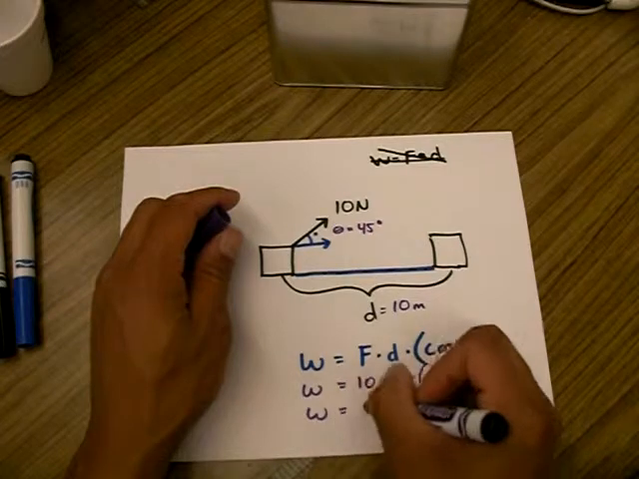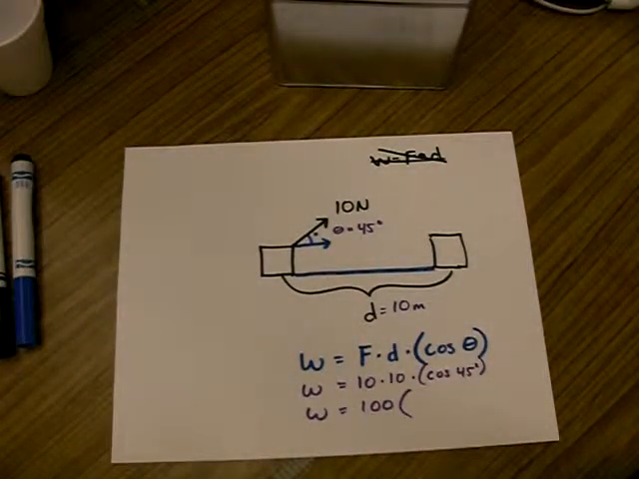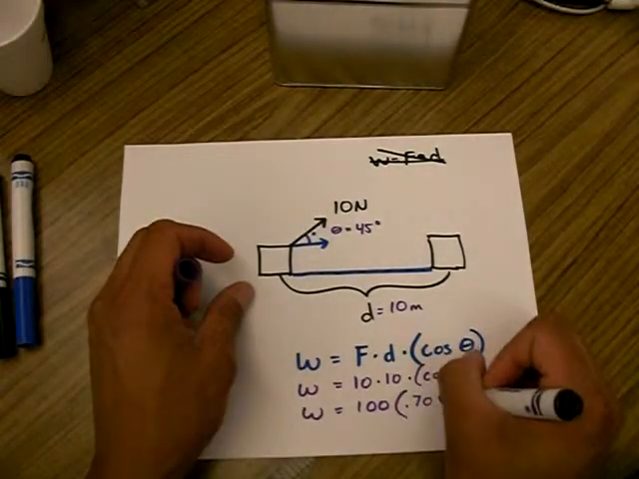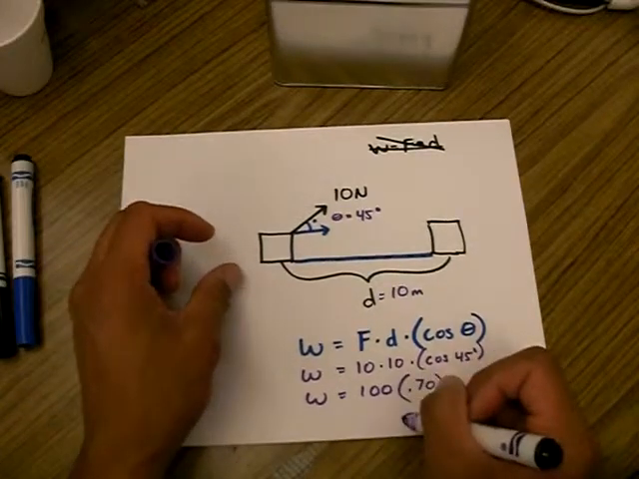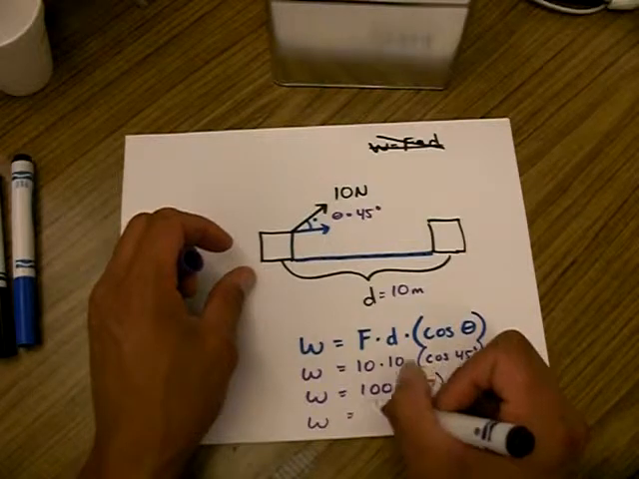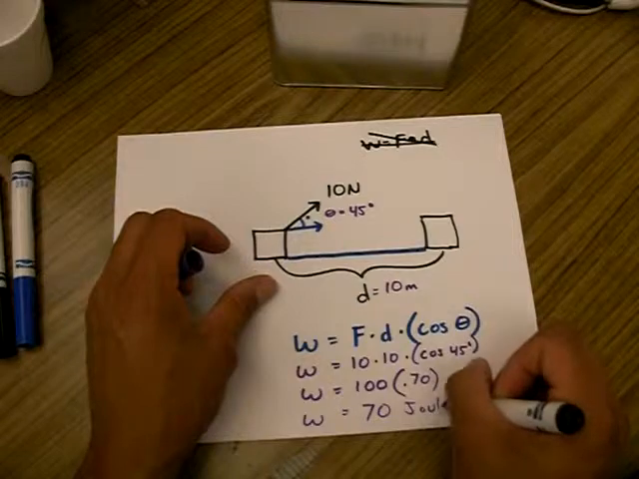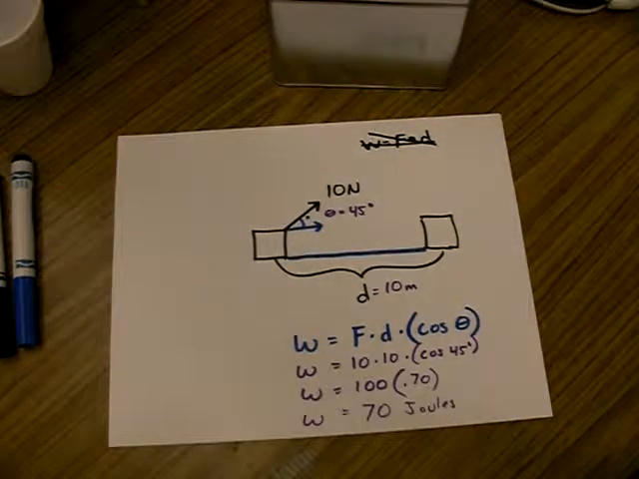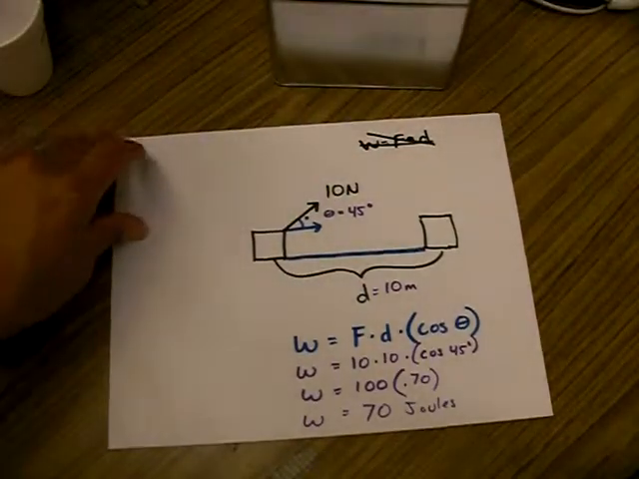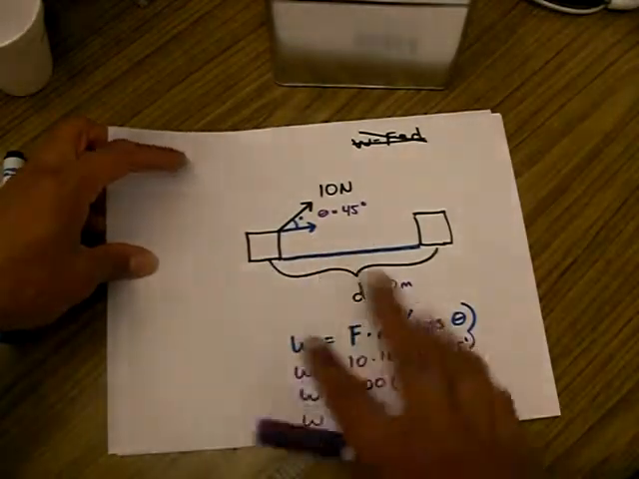So work is equaling 100, and cosine of 45 is equal to 0.70. So if we multiply this through, we're going to find out that the work being done is going to be 70 joules of work. Now, that example I kind of just put together for you, but let's try another one where we can actually see how this comes into play on this, and not so conveniently.